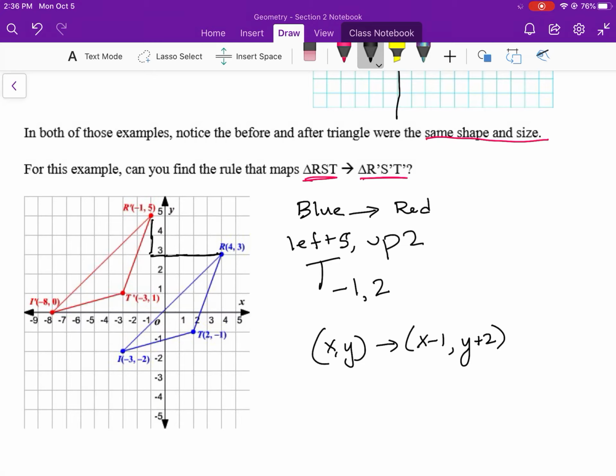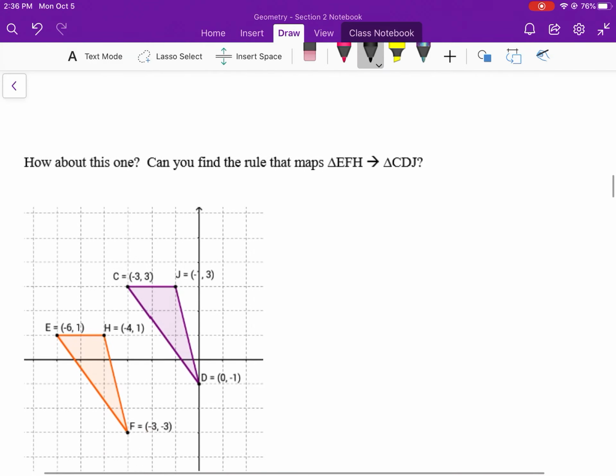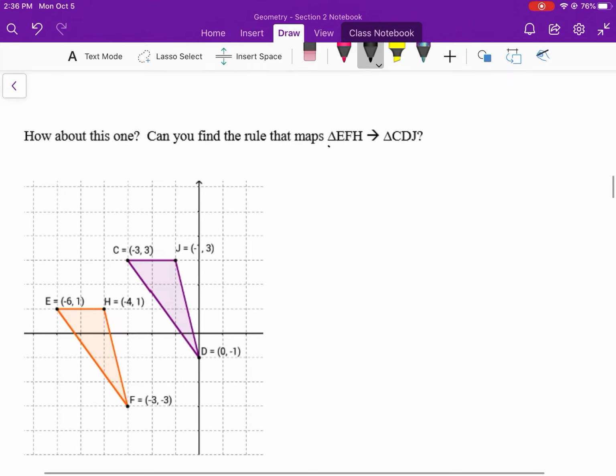Okay, I don't have to check every point because every point has to follow the same rule. If you'd like to check every point, you can. 1, 2, 3, 4, 5, 1, 2. That looks the same. So you can, but you don't have to, because with a translation, all of them are exactly the same.